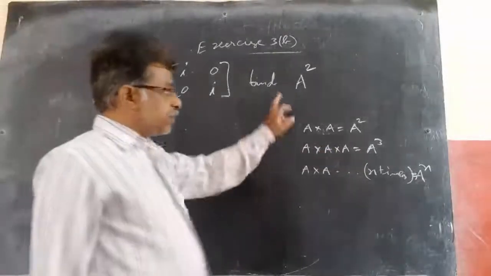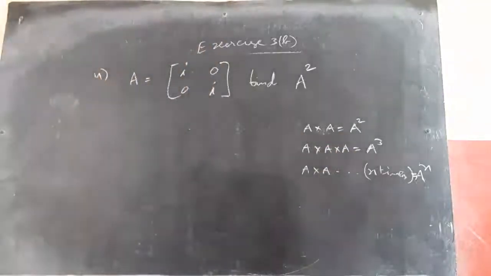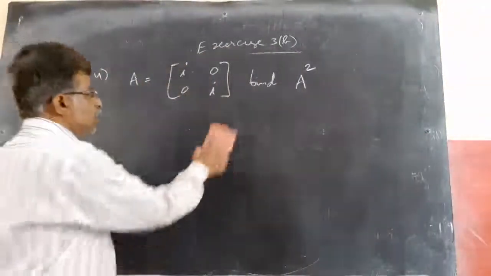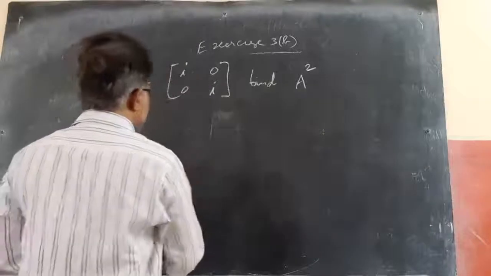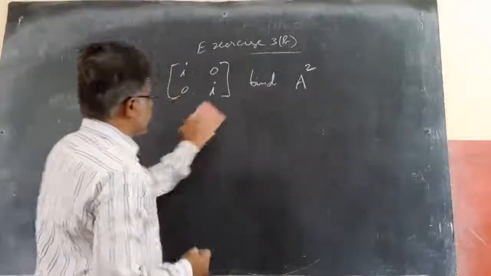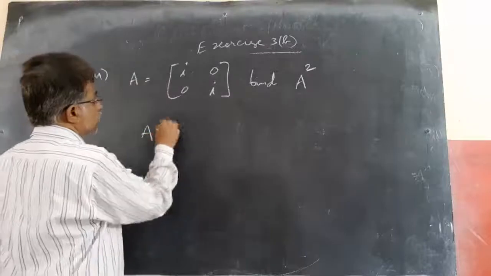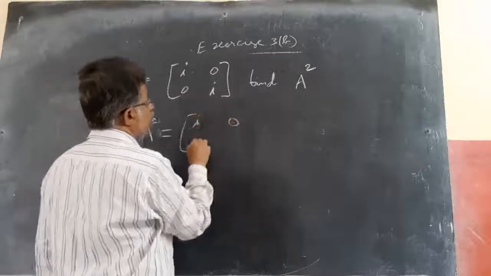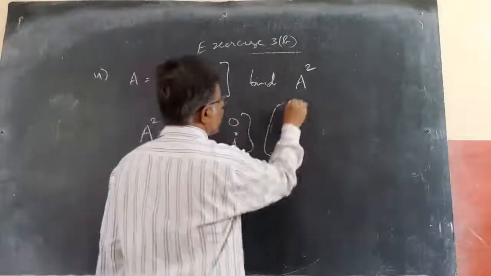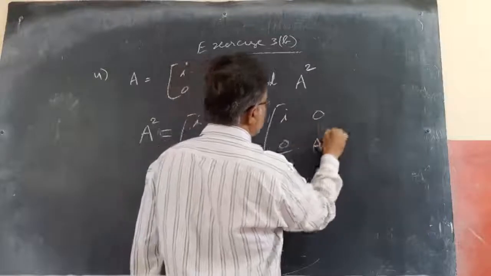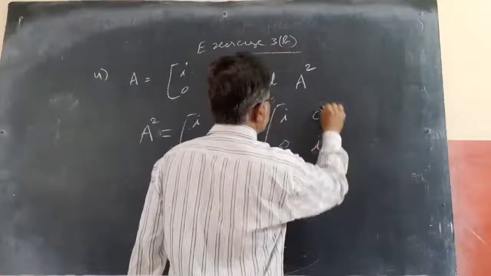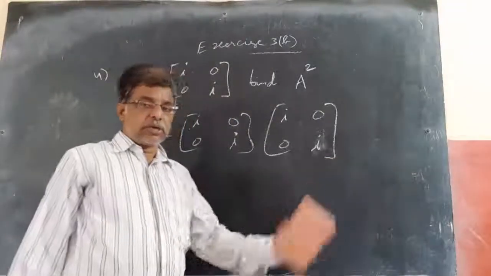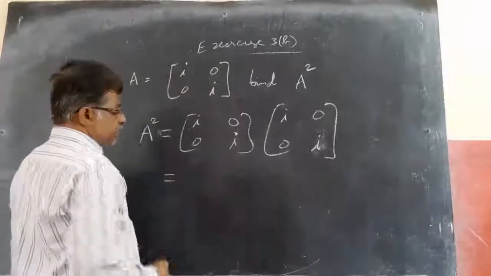Now he is asking A square, means just A into A, 2 times only you need to multiply. A with A, that is enough. So A into A is always possible because they are of the same size. So we will find A square. How to find A square? A into A. So A square is nothing but A into A. What is A here? [I, 0; 0, I] into [I, 0; 0, I]. A into A always gives the same size, because this is 2 by 2, this is also 2 by 2, resultant also 2 by 2. Columns equal to rows and rows equal to columns. A square equals the size of A itself.